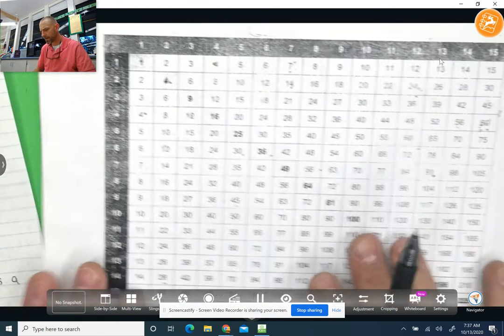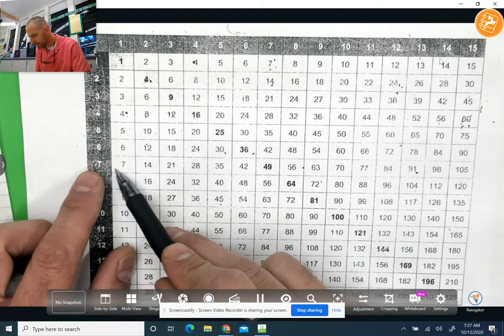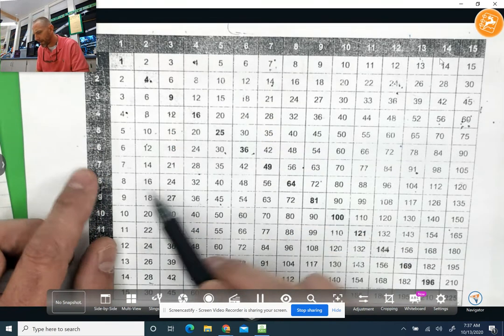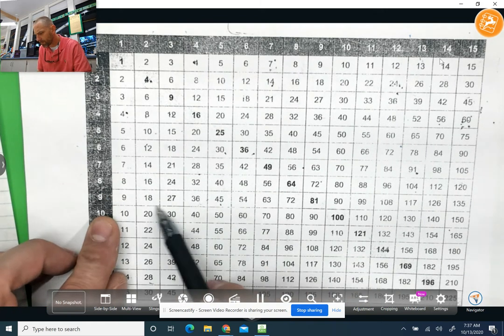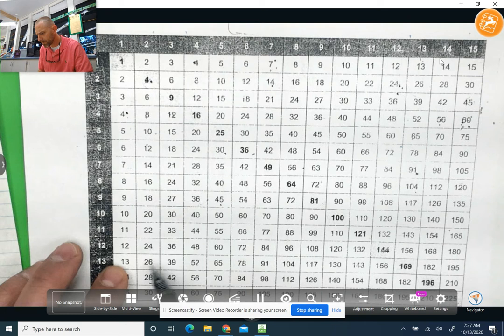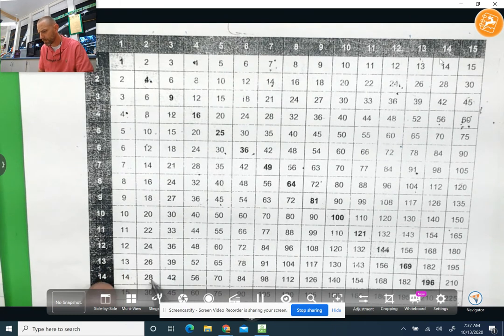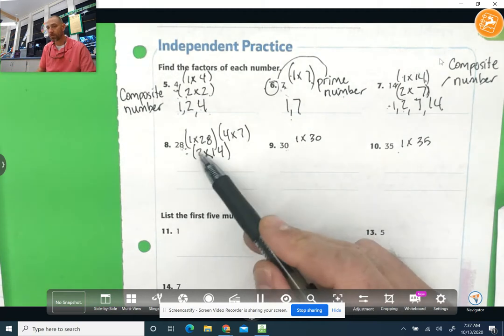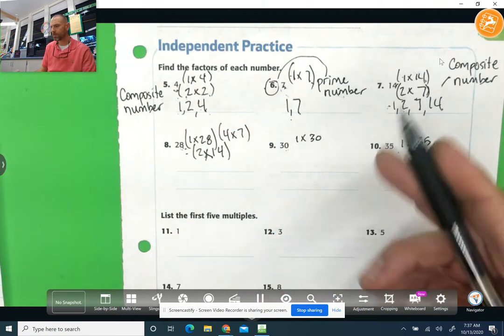And just for giggles, let's see if there's any others. 7. Oh, there's another one. 7 times 4. We have already got that. No 28. No 28. Nope. Ooh, 14 times 2. We already got that. All right. We are all done. 1 times 28, 4 times 7, and 2 times 14.